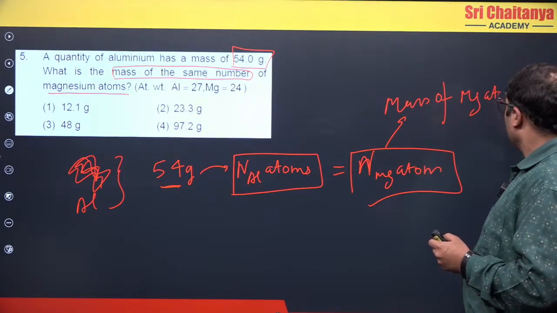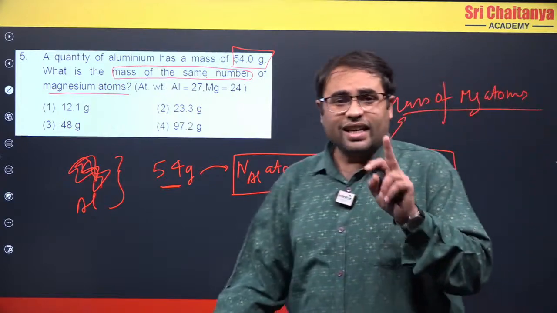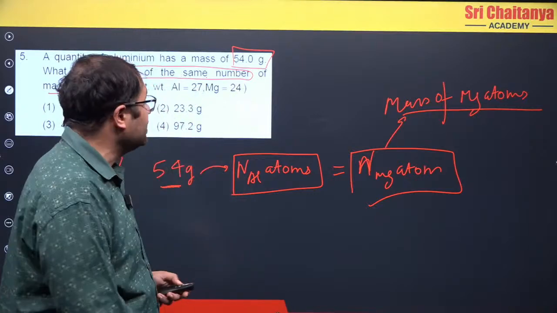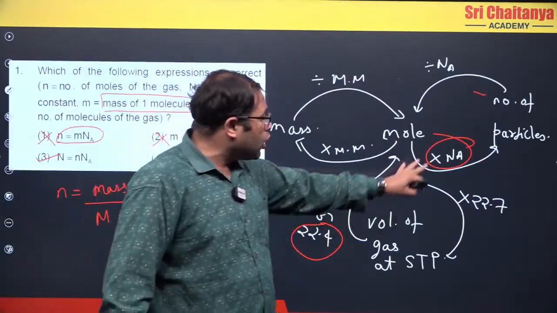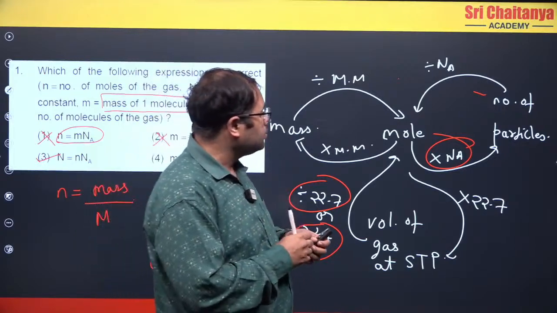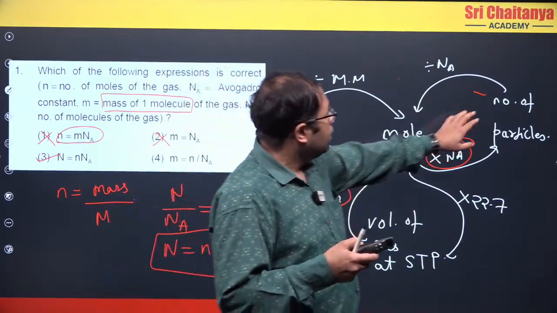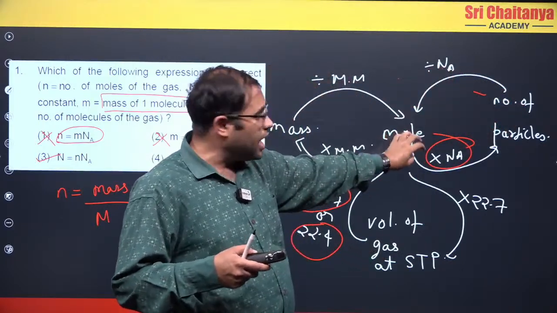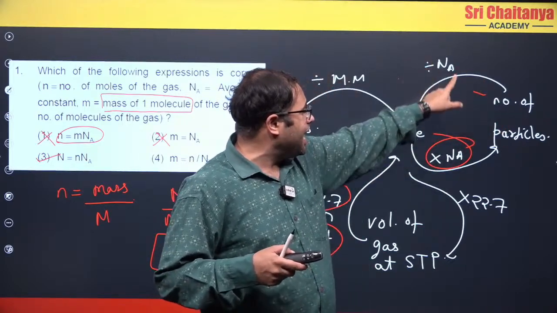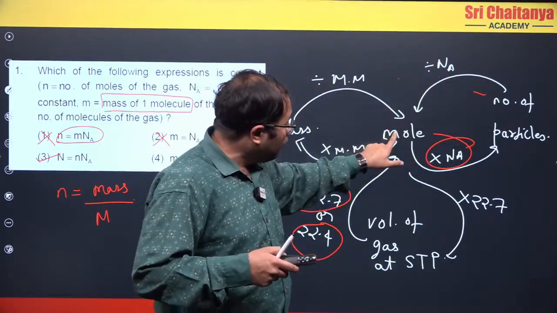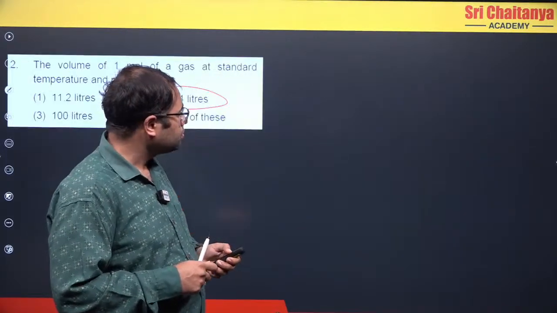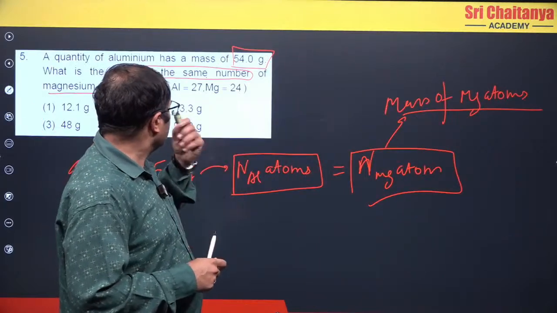magnesium atoms. Now to tell this mass, you basically need this. Again, this is number of particles. From number of particles, how do you go to mass? You can't go directly. Number of particles you have to convert into moles, and from moles you have to go to mass. So number of particles you have to divide by Na to get moles. Then from moles you have to multiply by molar mass to get the mass, right? So that is what we need.